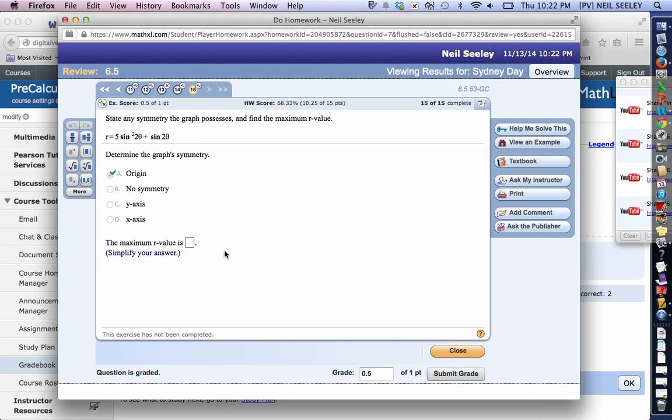And what's the maximum r value? Well, take a look at what it can be. The biggest sine's ever going to be is 1, and this is sine squared, and 1 squared is still 1. So the biggest it's going to be is 5 times 1, which is 5, plus 1 more is 6. The maximum r value is going to be 6. In this case, just think of the possible sine values. You can look at the graph for that, but you just got to know a little bit about your trig to take that on. Hope that helps.